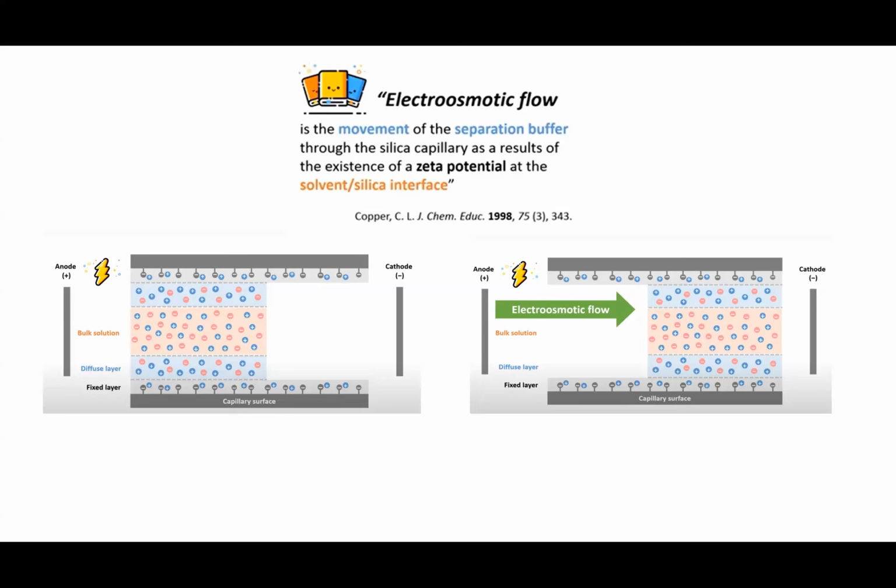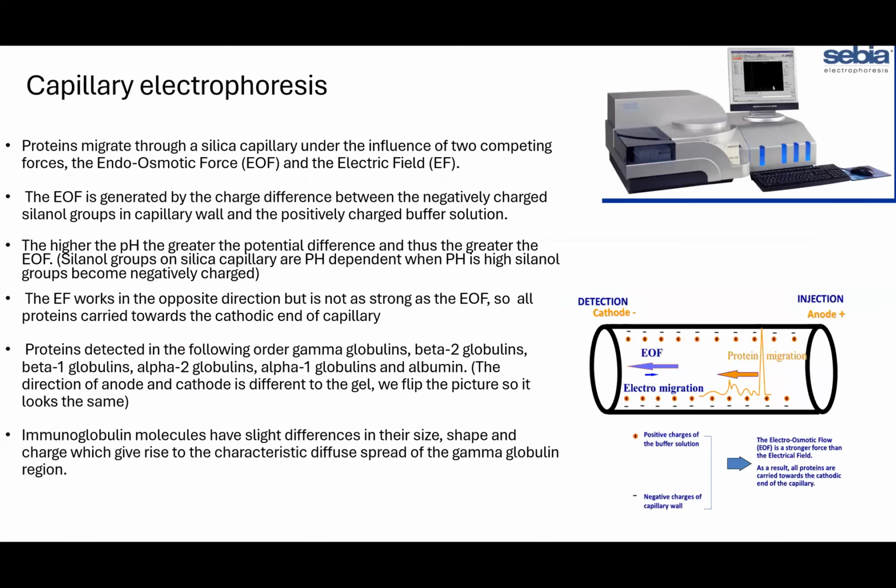So in the right picture, you see what happens when we apply voltage. The cations in the diffuse layer are attracted to the cathode end, to the opposite electrode. And what they do is drag the bulk solution with them. And that is called electroosmotic flow. So basically, electroendosmotic flow is the movement of the buffer through the silica capillary as a result of potential difference between buffer and capillary. And that's the principle that is used in capillary electrophoresis.